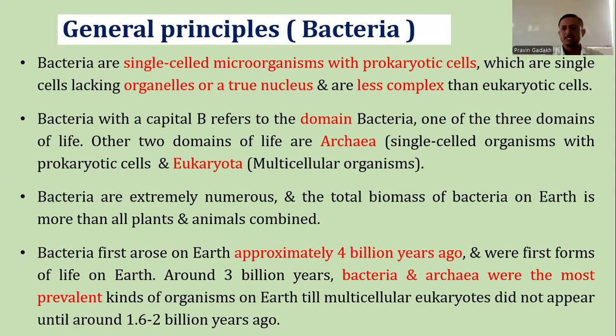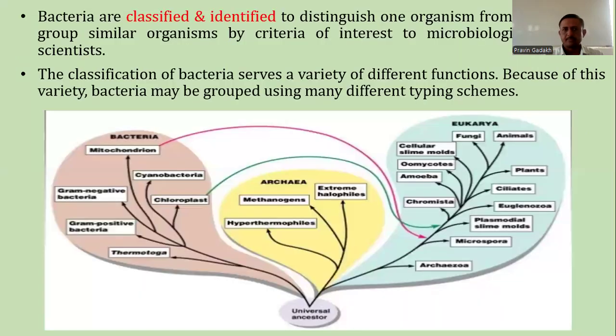For around 3 billion years, bacteria and archaea were the most prevalent kind of organism on Earth, until multicellular eukaryotes appeared around 1.6 to 2 billion years ago. So before the appearance of multicellular eukaryotic organisms, Archaea and Bacteria were the predominant types of organisms present abundantly on Earth.